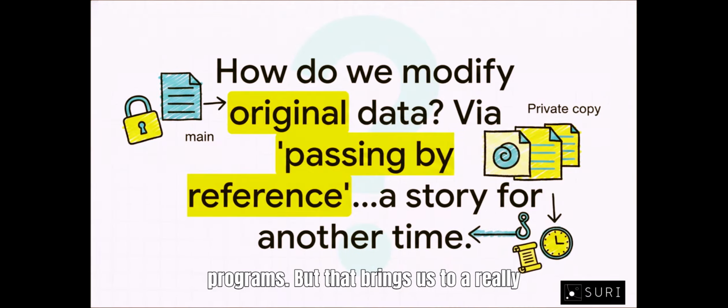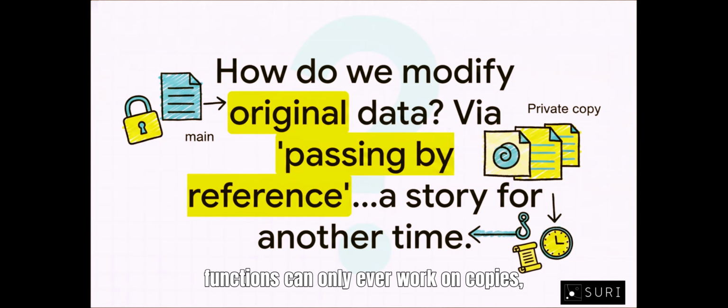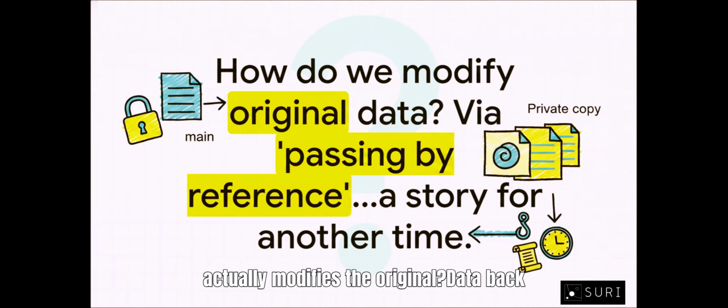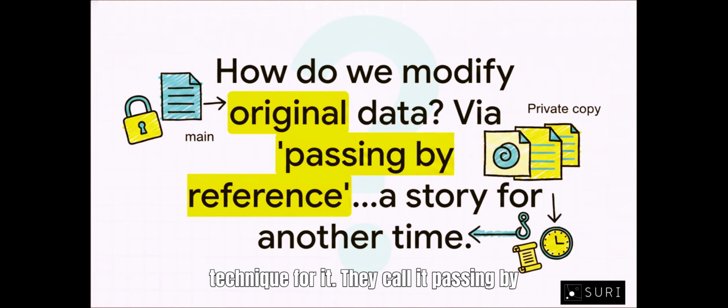But that brings us to a really interesting question, doesn't it? If functions can only ever work on copies, how can we ever write a function that actually modifies the original data back in main? Well, there is a way. C programmers have a really clever technique for it. They call it passing by reference.